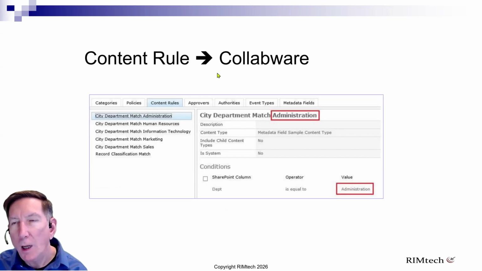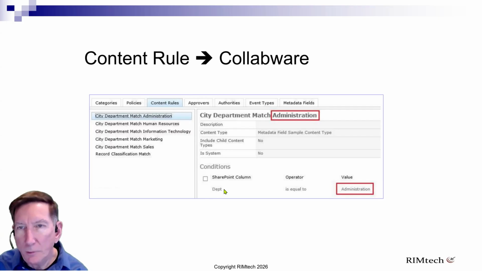Which is important. So here are some examples of software that obligate you to type in content rules. This is Collabware, and you notice each one of these tabs. Look at this tab. It's called Content Rules. And you can see the conditions right here, right?